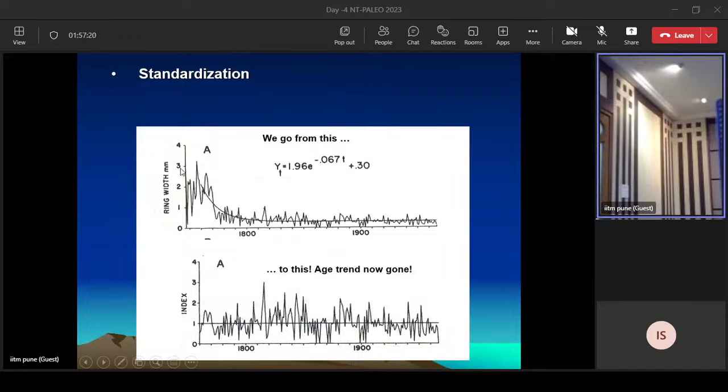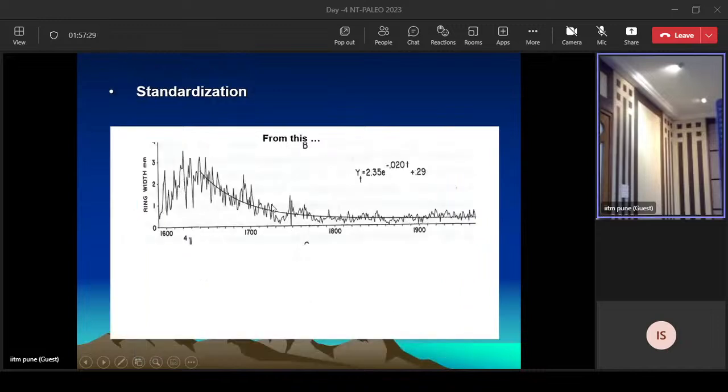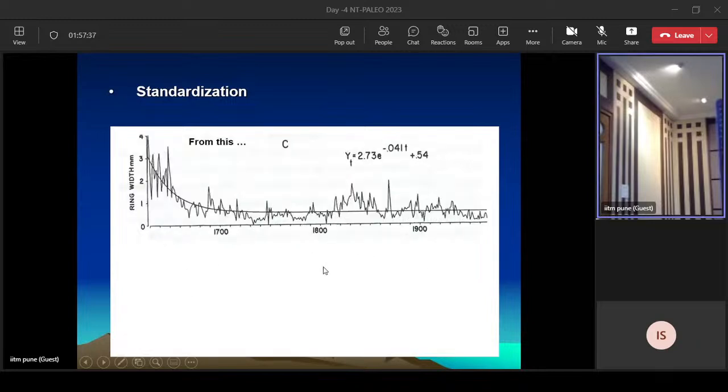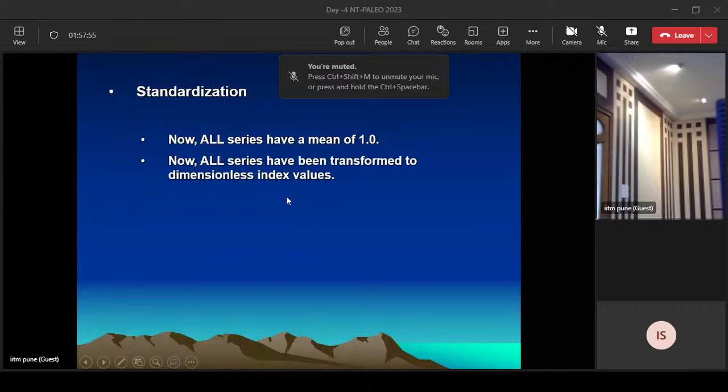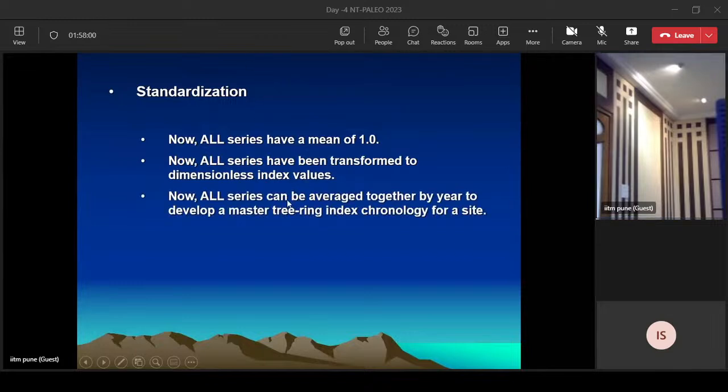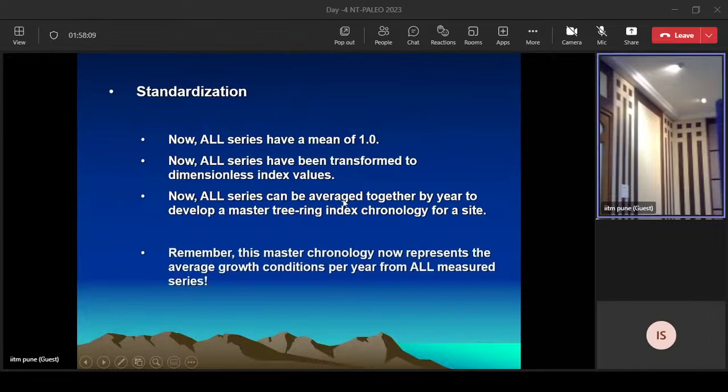Now this is the curve. We have fitted this curve, and this is the index value. This is another type of growth curve, and we have fitted the negative exponential, and this is the index value. Now all series have a mean of 1. All series have been transformed to the dimensionless index value. All series can be averaged together year by year to develop a master growth index chronology for the site. Now remember that this master chronology represents the average growth condition per year for all the series. The master chronology represents the variation of tree growth of the site.